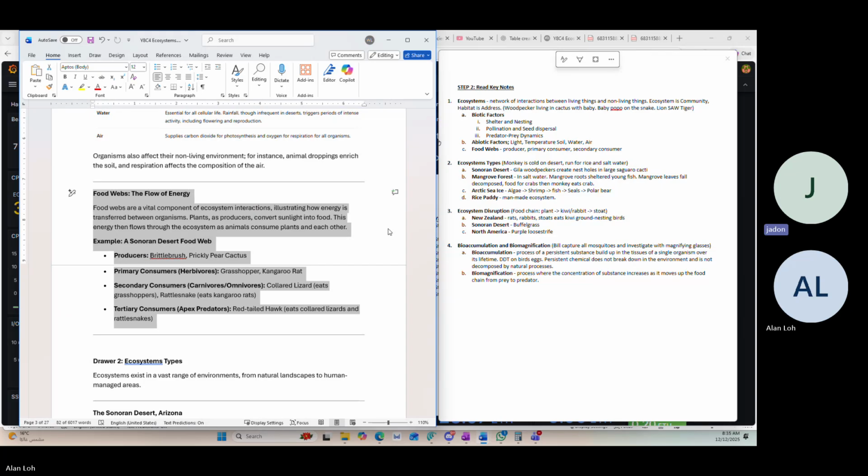What are kangaroo rats? A rat that looks like kangaroo. Maybe a rat that looks like kangaroo. It's okay. It's a herbivore. The important part is a herbivore. It is eating the plants. So you have producer, primary consumer, secondary consumer, tertiary consumer, which is the apex predator for this case.